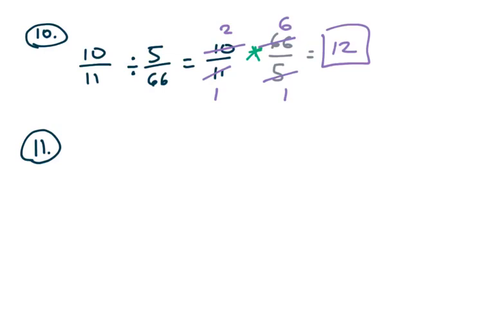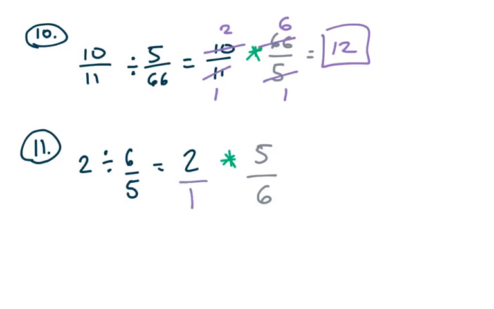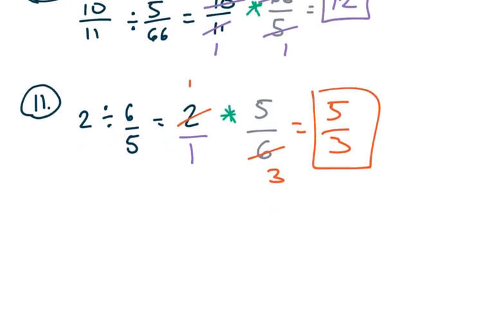Number 11. 2 divided by 6 over 5. And once more, keep, change, flip. Here what's important to realize is 2 is the same thing as 2 over 1. 2 and 6 are both divisible by 2, and I'm going to be left with 5 on the top and 3 on the bottom. And there's my answer.